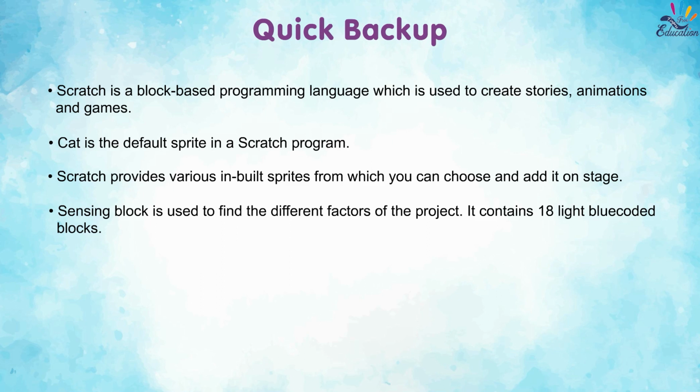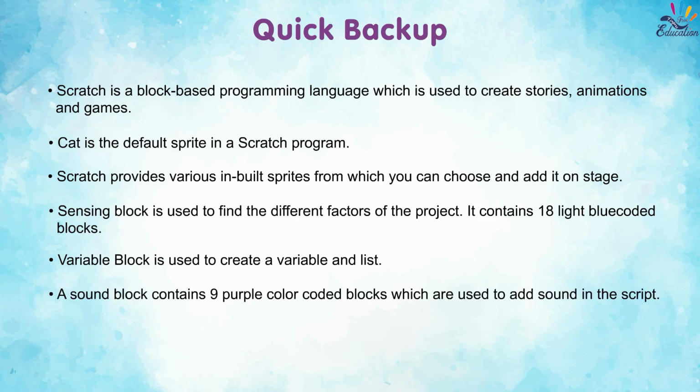Sensing block is used to find the different factors of the project. It contains 18 light blue coded blocks. Variable block is used to create a variable and list. A sound block contains 9 purple color coded blocks which are used to add sound in the script.